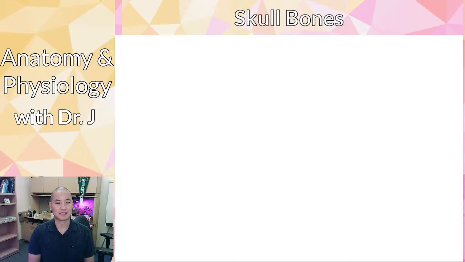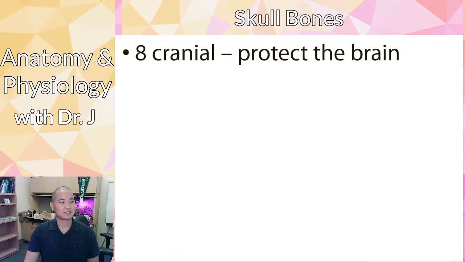Alright, so then let's talk about that skull, that big complex of bone that protects that very important organ inside your head, right? So you have the 8 cranial bones that protect the brain. So this is why it's very important to know the skull. This is why you have all that bone surrounding that. You want to protect that very vital organ.